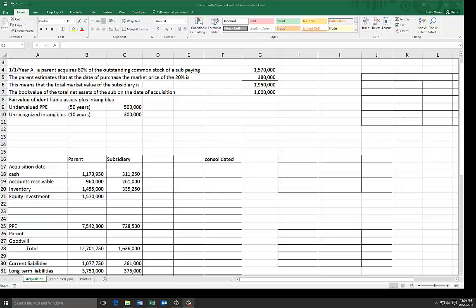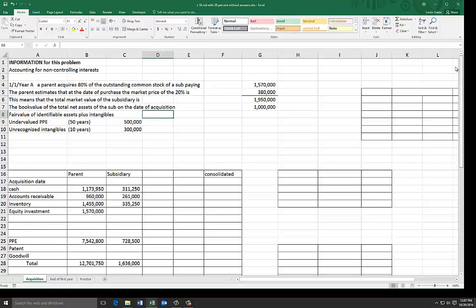Okay, this is a video, and it's the first one of probably several that's going to look at this problem. It should be in your folder. The problem has an 80-20 split, and you'll notice at the bottom we're going to do both the acquisition year and the end of the year. And it turns out this also has a control premium or penalty.